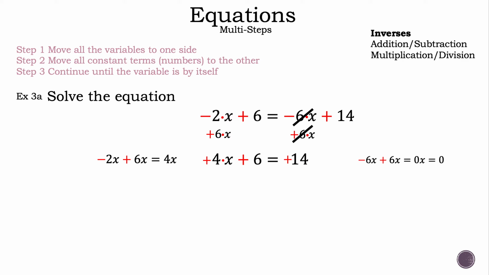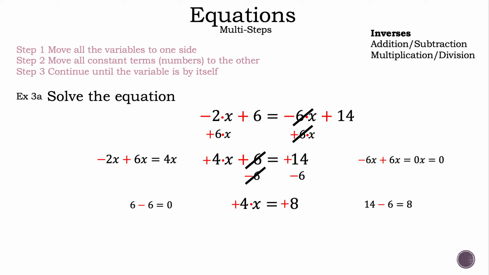We need to get rid of that positive 6 or plus 6, and in order to do that, we do the inverse. And so we're going to subtract 6 from the left-hand side, and 6 minus 6 is 0. So those numbers cancel. Now we need to do it to the right-hand side. So 14 minus 6 is 8. Let's write down what we have so far. Positive 4 times x is equal to positive 8.